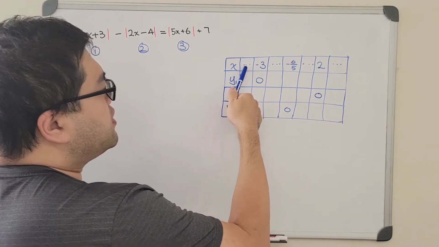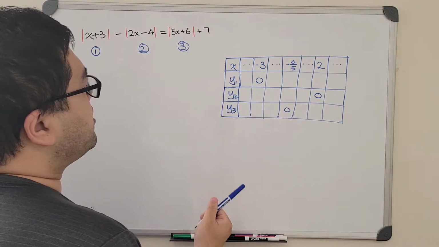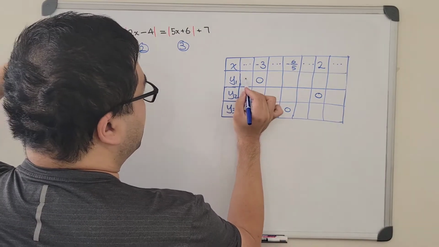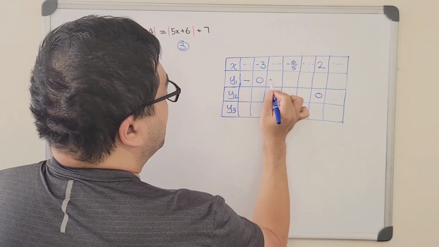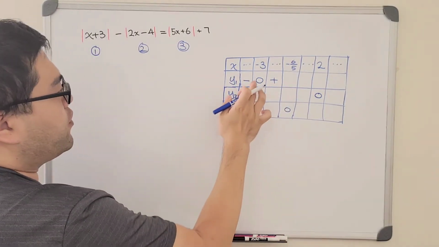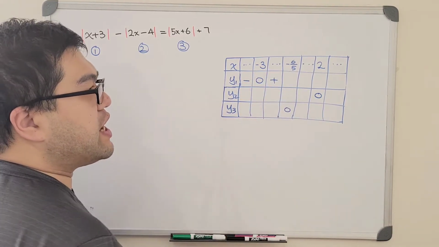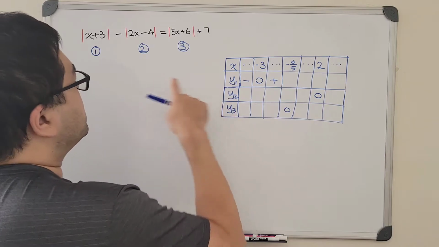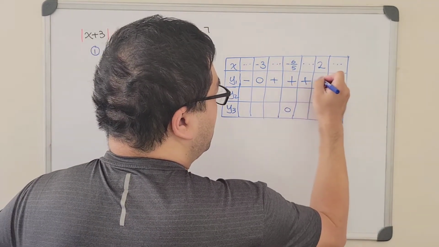So let's figure out what happens for other values. For example, if we pick a number, let's say -5, then for this value here, we of course know that we will get a negative before we put the absolute sign. And then if we plug in any number bigger than -3, such as, let's say, -2, then we see that the value is already positive, and then it will continue being positive like this.